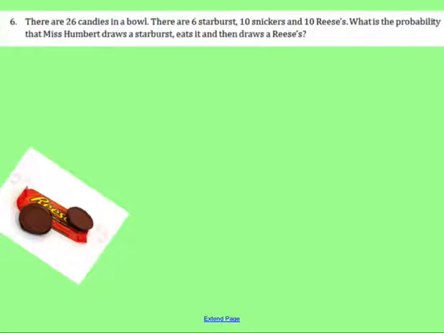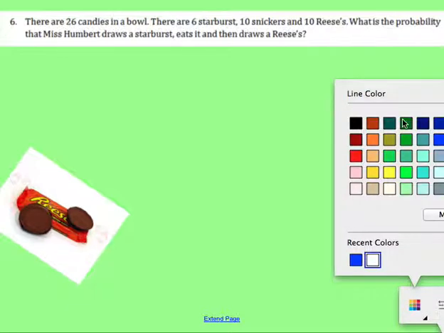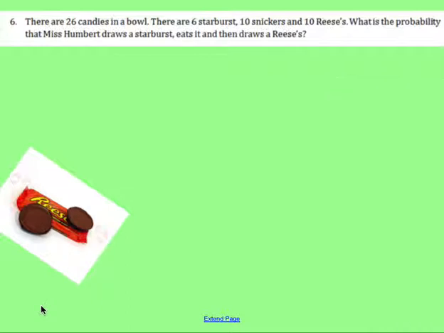Next, let's take a look at number 6. There are 26 candies in a bowl. 6 are Starburst, 10 are Snickers, 10 are Reese's. What is the probability that Miss Humber draws a Starburst, eats it, ew, but this time I have to eat it, and then draws a Reese's. So this time we're going to assume that I'm eating it. So we want to count. We have 26 total, and 6 of them are Starburst. So I'm going to assume that I drew out that Starburst.